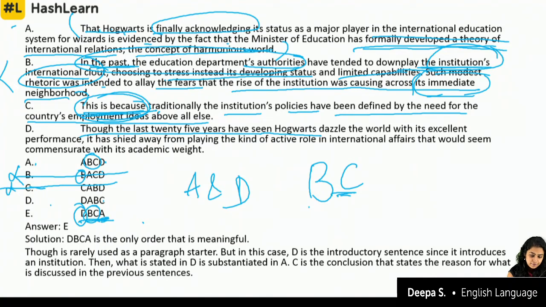Something else, look at this. Though the last 25 years have seen Hogwarts dazzle the world, it has shied away. If you look at it this way, this also introduces the paragraph, stating that Hogwarts has had a good run for 25 years, but it has shied away from international focus. Why? And then we see why. So DBCA is the correct order.